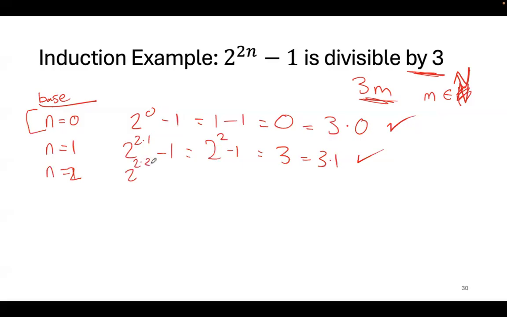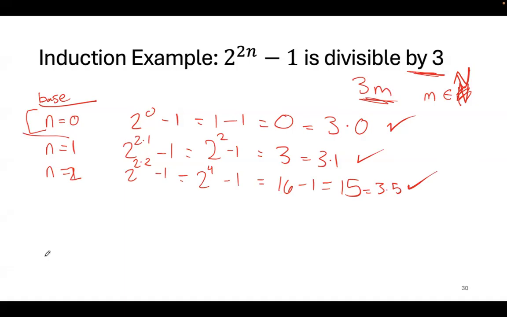So 2 to the 2 times 2 minus 1 is 2 to the 4 minus 1. I didn't do this one in my notes. 2 to the 4 is 16. Wait, it is. Sorry, I'm doubting myself. 16 minus 1 is 15. Is 15 divisible by 3? 3 times 5. Check. Great. Our base case is done. It was done a while ago, but now it's extra done. Okay, so we've assured that the base case works.